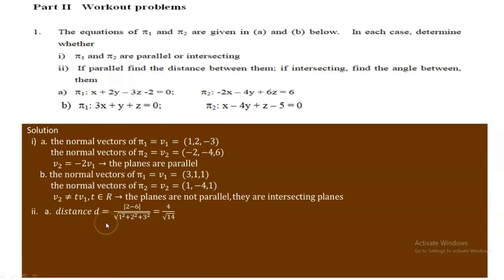Now what comes is the second one. In the case of A, if they are parallel, you are asked to find the distance between the two.